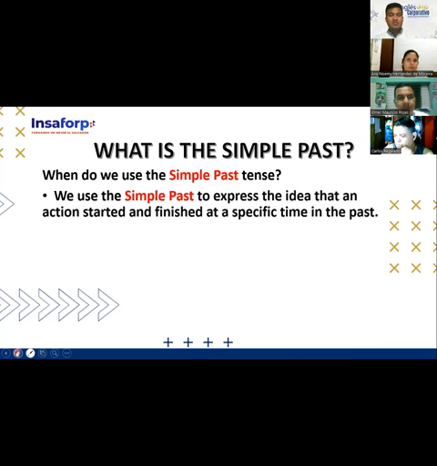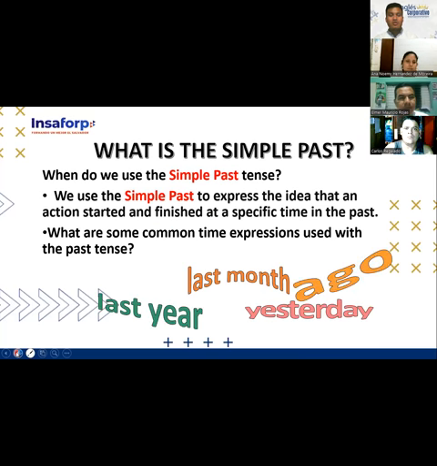So first of all, it's about remembering some of the things that we saw yesterday. And here we have once again a brief explanation. It's pretty much the same that we saw yesterday about what the simple past is: an action that already started and already finished at a specific time in the past. Some time expressions that help us are last month, ago, yesterday, and last year.